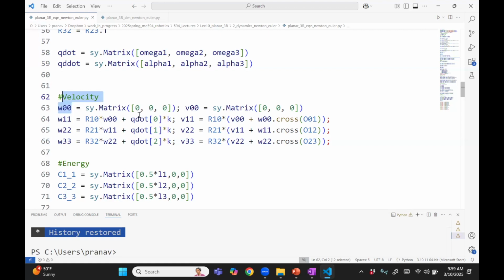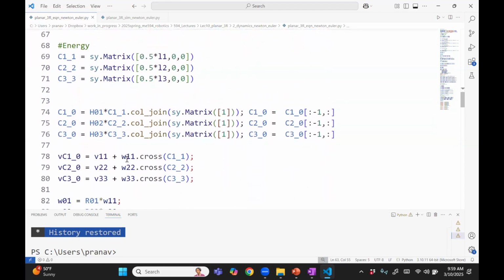Okay, so as I said, in the forward propagation, the initial velocities are 0, which is right here. Using this, I can find the angular velocity of frame 1, frame 2, frame 3.